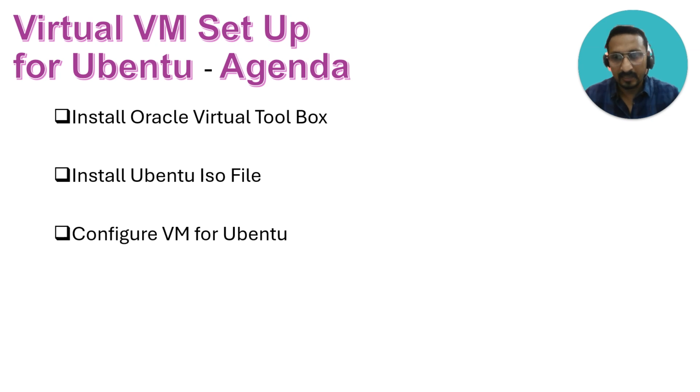It's a three-step task. In the first step, we understand downloading and installing Oracle VirtualBox. In the second step, we are going to understand downloading and installing the Ubuntu ISO file. In the third step, we are going to create a virtual memory for using the ISO file which we have downloaded.